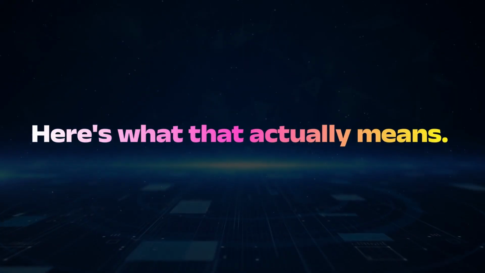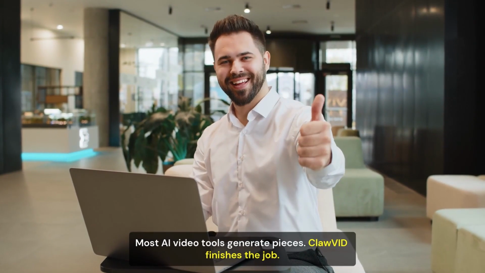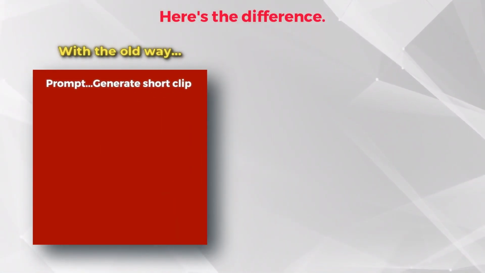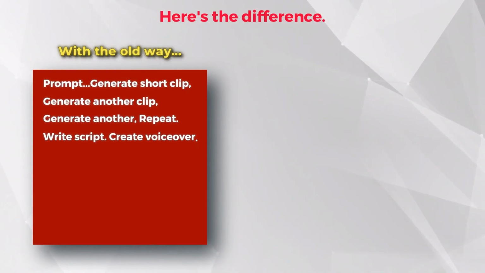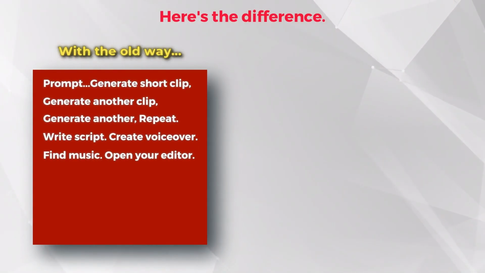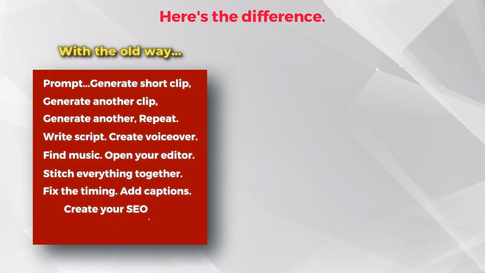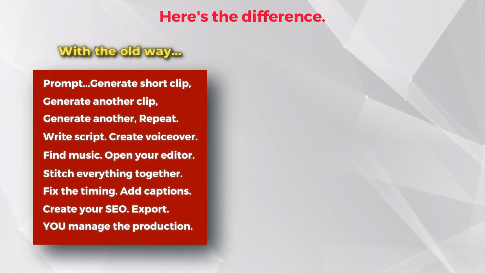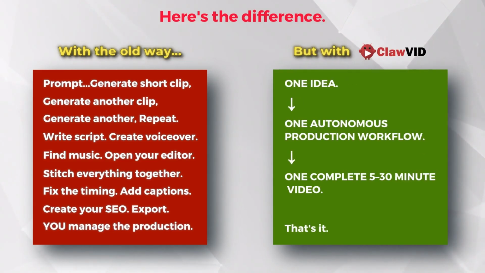Here's what that actually means. Most AI video tools generate pieces. ClawVID finishes the job. Here's the difference. With the old way, prompt, generate short clip, generate another clip, generate another, repeat, write script, create voiceover, find music, open your editor, stitch everything together, fix the timing, add captions, create your SEO, export. You manage the production. But with ClawVID, one idea, one autonomous production workflow, one complete 5 to 30-minute video.